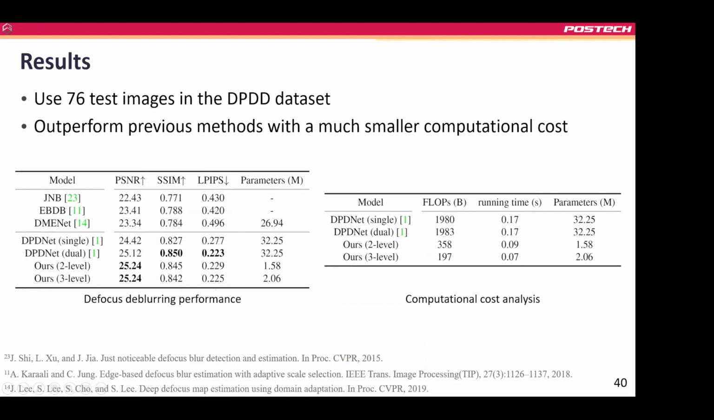This is a comparison with some other previous work. Here you can see our network produced the best result. More importantly, our network is very simple. Here you can see that our network is very fast and it has a very small number of parameters compared to previous work, because our network is designed by fully exploiting the specific features of defocus deblurring.